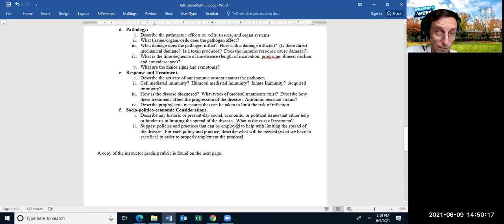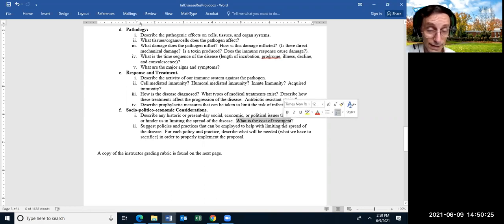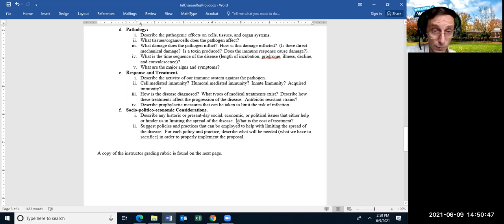What is the cost of the treatment? Like for example, COVID-19, the cost of getting the vaccine is nothing. The insurance company will take up the cost, and then they will bill the government. So the government is paying for the cost of the vaccine. Now obviously if you're talking about the medications, the medication treatment for COVID-19 will have a cost associated with it. Suggest policies and practices that can be employed to help with limiting the spread of the disease.